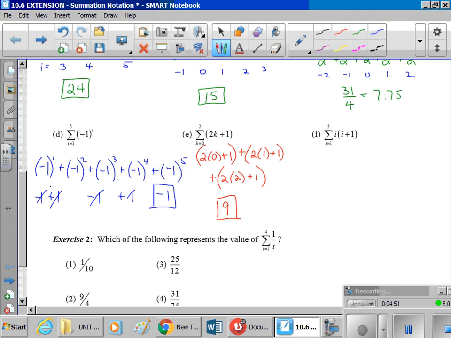F is a little bit different, but still not horrible. If it helps you to do the 1, 2, and 3, feel free to, whatever helps you. So this is going to be 1 times 1 plus 1, which is 2, plus 2 times 2 plus 1, which is 3, plus 3 times 3 plus 1, which is 4. So this one turns out to be 20.